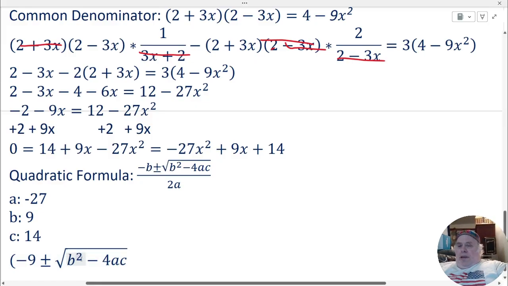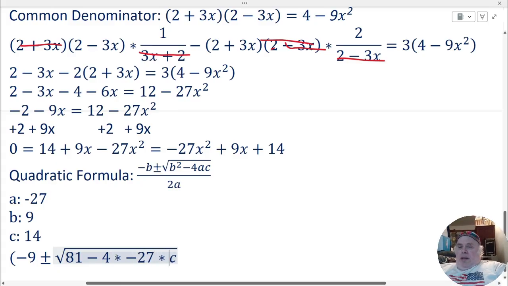This is going to turn into 9 squared, or 81. 9 times 9. And then I'll plug in, this is minus 4 times a, which is times minus 27, times c, which is 14. And this guy inside the square root is called the discriminant.